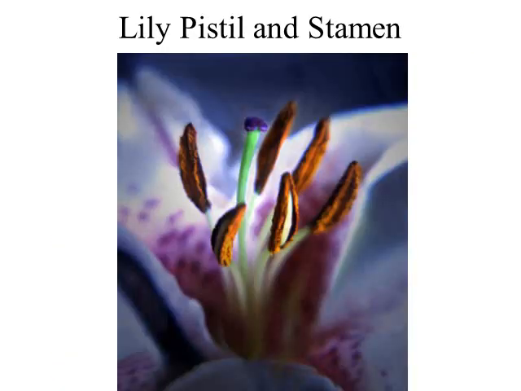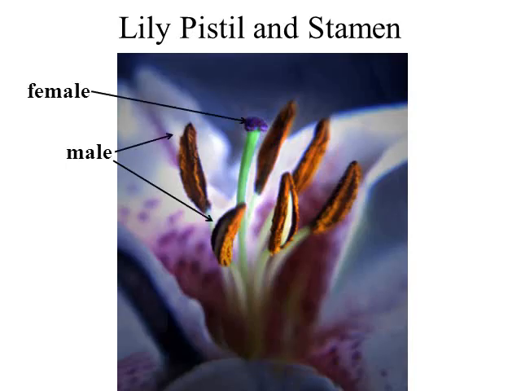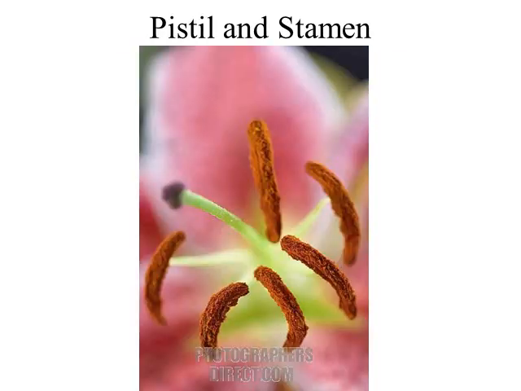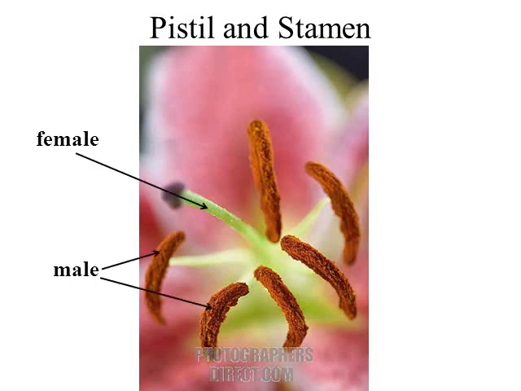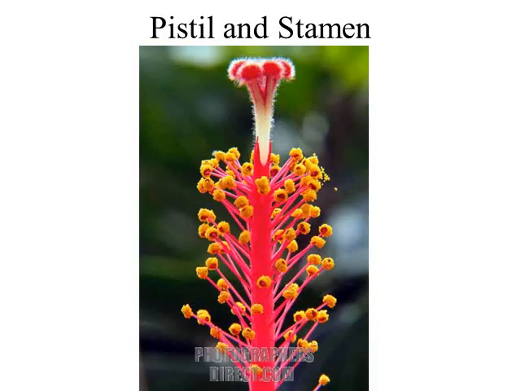Here's another example, and this is a lily, the flower called a lily, and you can see the female part in the middle, and the male parts all around. Again, here's another picture of the female part in the middle and the male parts all around. And the last picture here of the female part in the middle and the male parts all around.